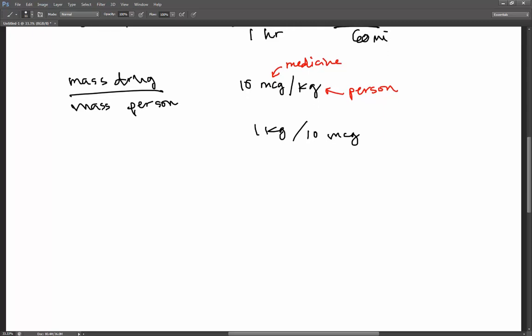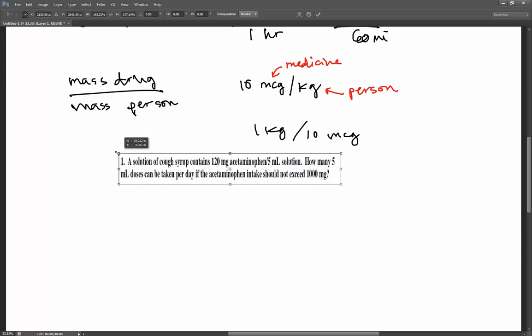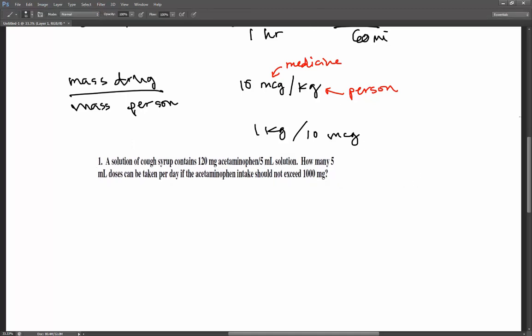Let's do an example here from the lecture notes. We have in the lecture notes this description. We've got a solution of cough syrup that contains 120 milligrams of acetaminophen in every 5 milliliters of solution. And the question is, how many 5 milliliter doses can be taken per day if the acetaminophen intake should not exceed 1,000 milligrams?